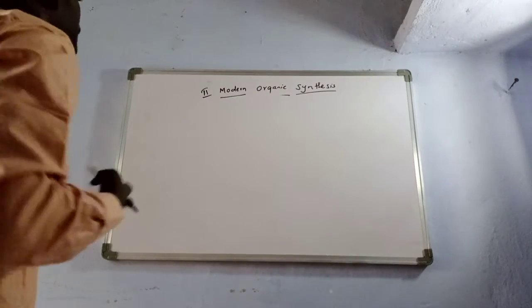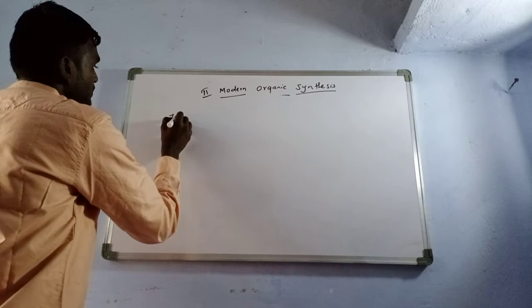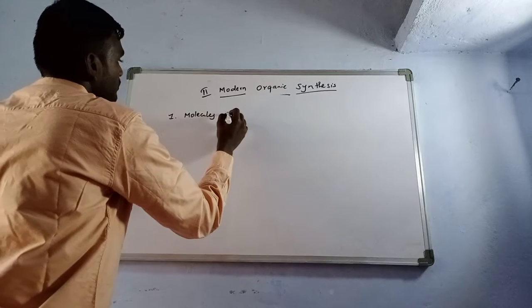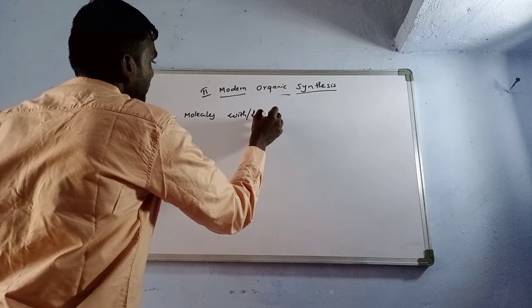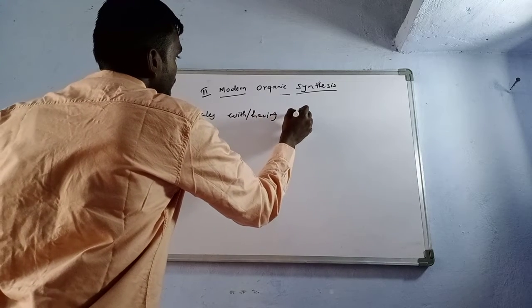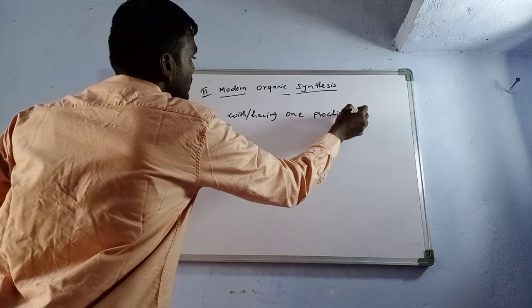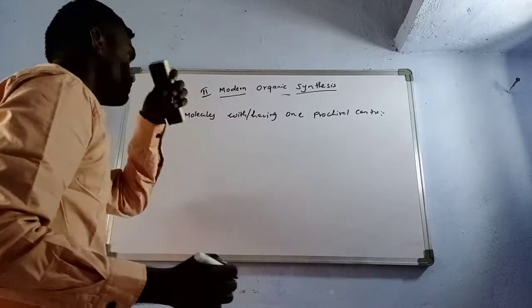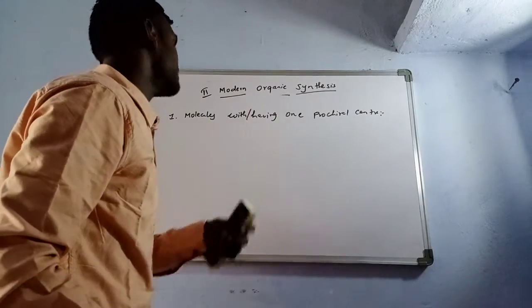Let's see the molecules having one prochiral center. First, molecules having one prochiral center. Let's see some examples for this. These molecules have only one prochiral center.